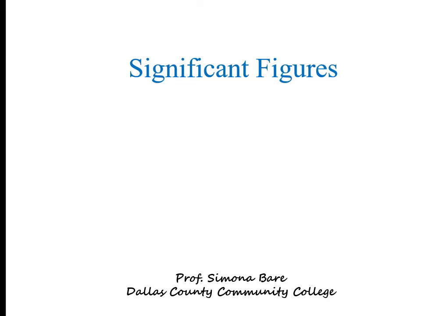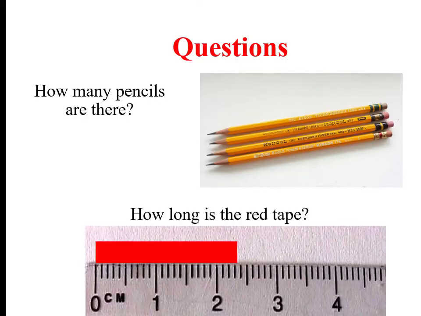Significant figures are what allows us to decide how many digits we can report when we're working with scientific measurements. Let's look at an example to understand how this concept works. Suppose you go into the lab and you have to report how many pencils are there in that group. Now, that is a very easy question to answer. We can see that there are 4 pencils.